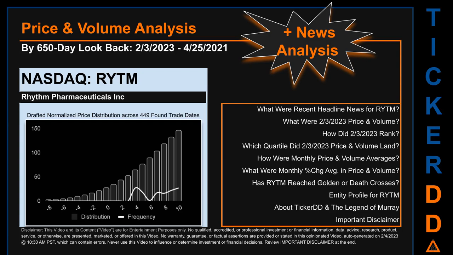The chart shown on this page is our initial attempt at studying the price for RYTM after dynamically normalizing price distribution across those discovered trade dates. The bar chart is the generated distribution and the overlaid line graph, if it is generated, is the frequency of the prices on the x-axis. We will enhance this look through as our AI model progresses in the next iteration.